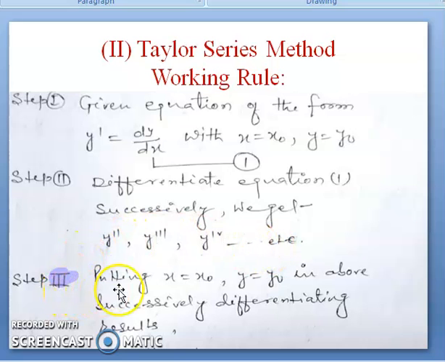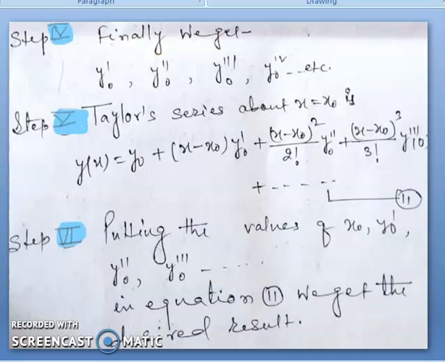Now in step third, putting x equal to x0, y equal to y0 in the above successively differentiated results, finally we get y dash of 0, y double dash of 0, y triple dash of 0, y fourth of 0, etc. Means after substituting the value of x equal to x0, y equal to y0, we will get y dash of 0, y double dash of 0, y triple dash of 0, y fourth of 0, etc.